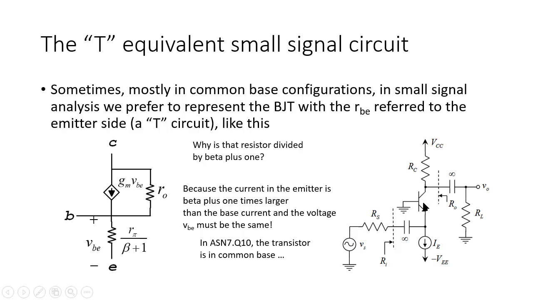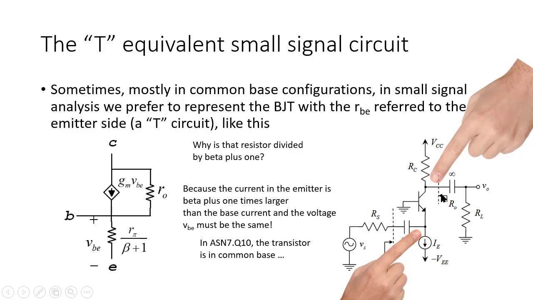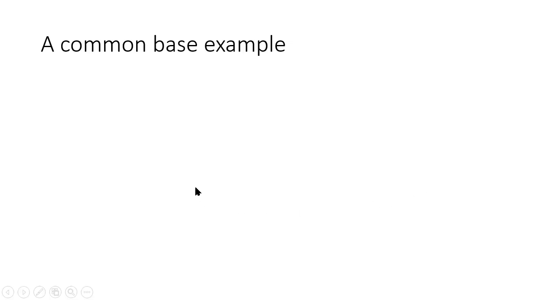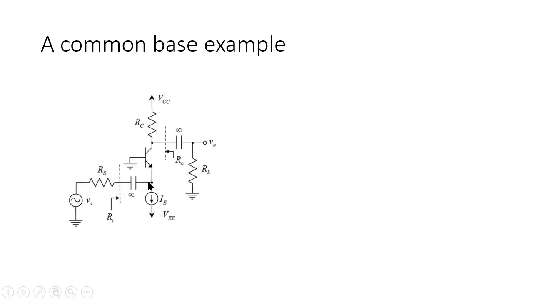This is a perfect case for replacing the transistor BJT with its equivalent T circuit. The input signal arrives in the amplifier at this point, the emitter, and the output signal comes out of the collector and out to the load through this now shorted capacitor. Input and output. Remember that. Let's redraw that. A common base example, the one we had in the previous slide.